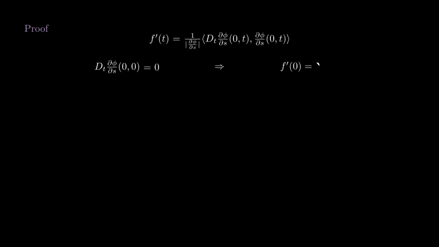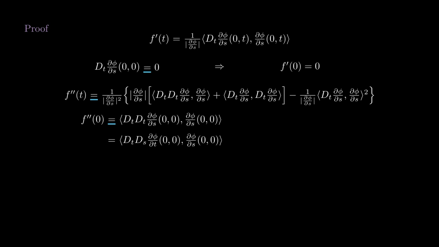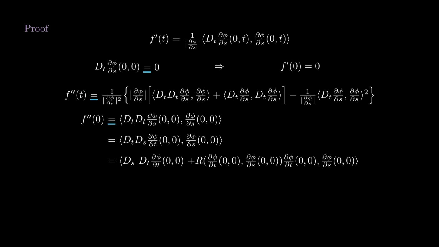Because of this, we can deduce that f prime at 0 is 0. Now we compute the second derivative of f using the quotient rule and the Leibniz rule. It is a long formula, but at time 0 most terms will cancel and we get this simple expression. We again use the fact that we proved last lesson and then the expression for the curvature in terms of the covariant derivatives.